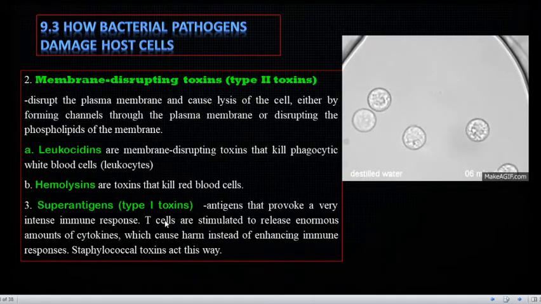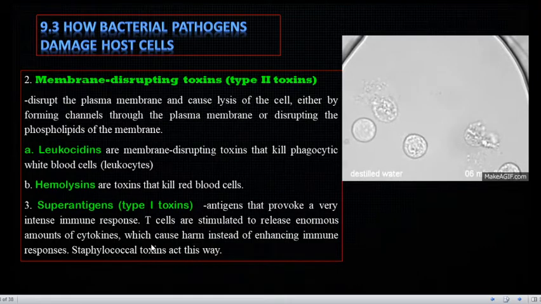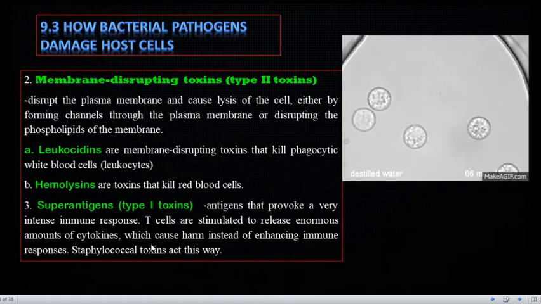And antigens that provoke a very intense immune response, by using the T cells. So, what are T cells, by the way? If you remember, na-discuss ito, diba, sa anatomy and physiology, your T cells is actually a type of white blood cell. Isa siyang white blood cell that acts against foreign organisms or foreign tissues, such as your transplants. So, do you remember the transplantation of the skin?